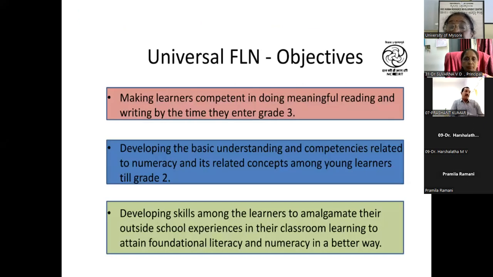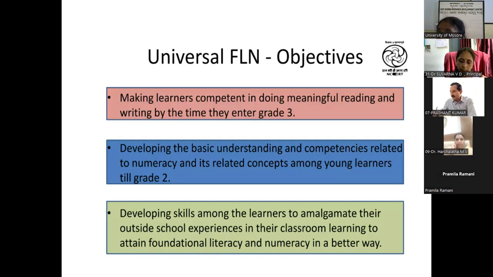Now, making the learners competent in doing meaningful reading and writing by the time they come to 3rd standard. Developing the basic understanding and competencies related to numeracy and developing the skills among the learners to amalgamate the outside school experiences in the classroom learning. I was telling you, we see so many things in nature, right? We will have to amalgamate those learning experiences in the classroom.